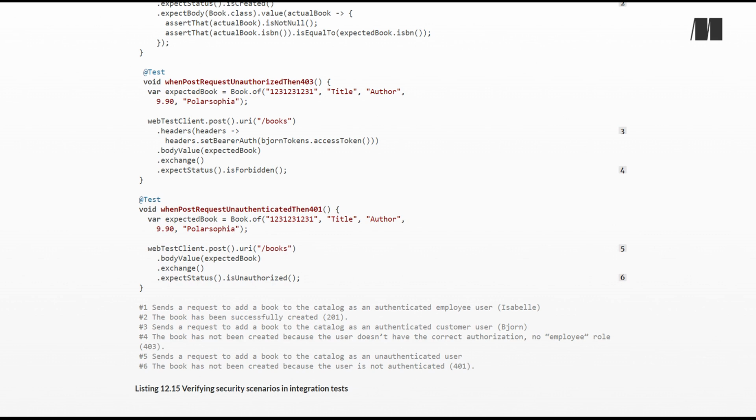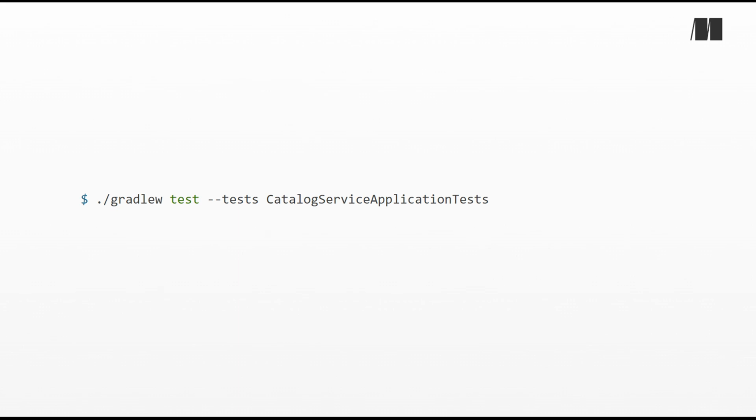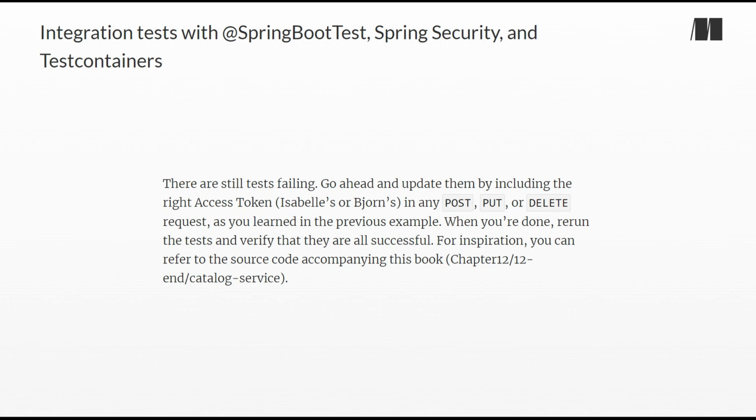Listing 12.15. Verifying security scenarios in integration tests. Open a terminal window, navigate to the Catalog Service root folder, and run the newly added tests as follows. There are still tests failing. Go ahead and update them by including the right access token, Isabel's or Bjorn's, in any POST, PUT, or DELETE request, as you learned in the previous example. When you're done, rerun the tests and verify that they are all successful. For inspiration, you can refer to the source code accompanying this book, Chapter 12/12-end/catalog-service.